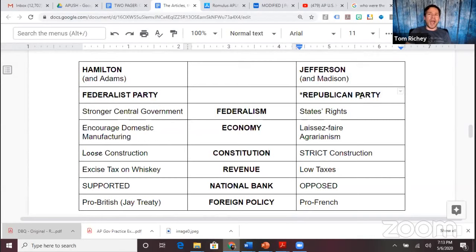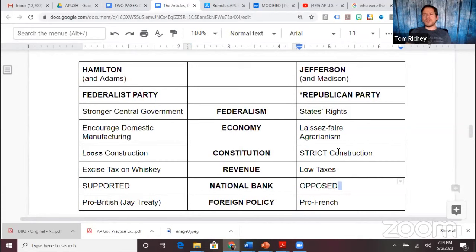So going into this, we want to be able to compare the views of the first two-party system. So the Jeffersonians are states' rights, whereas the Hamiltonians, the Federalists, are for a stronger central government. Now, note here that states' rights, laissez-faire, strict constructionism, low taxes, and opposition to a national bank all go to a less active federal government.